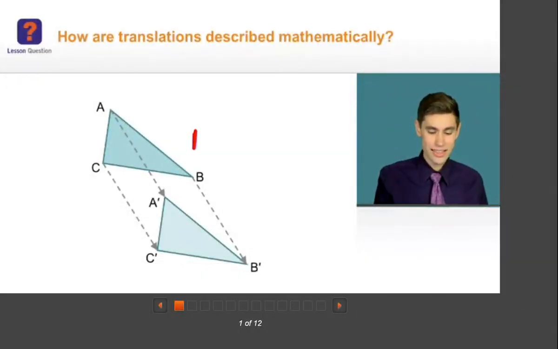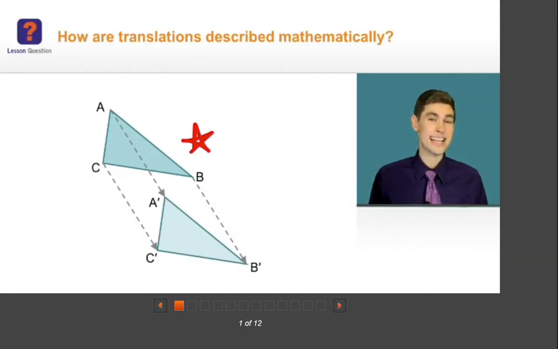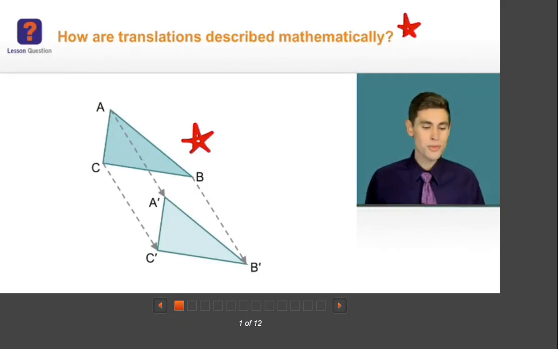A translation like this one is often referred to as a slide in a plane. While that term isn't very mathematical, why do you think that term might be used? Think about that as you work to answer your lesson question. How are translations described mathematically? Next, you're going to learn more about the properties of a translation.